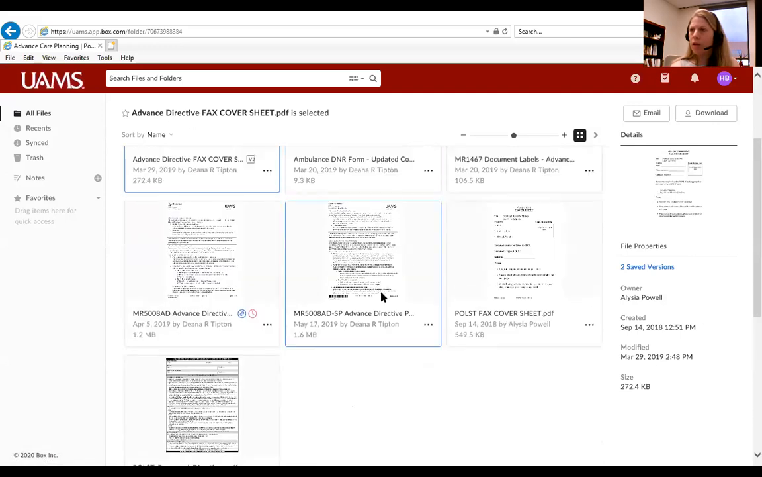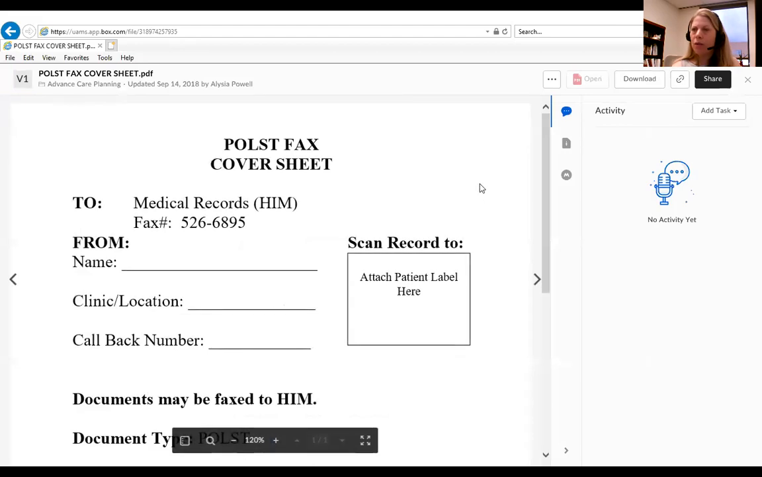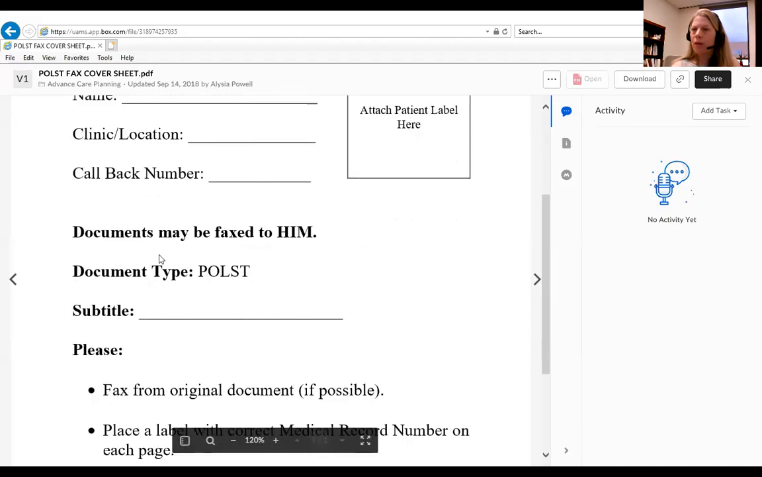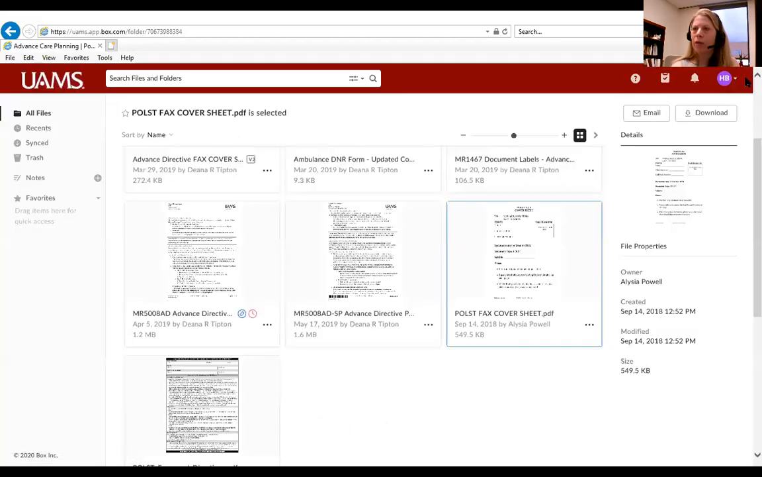And here's the pulsed fax cover sheet. If the doctor hands you a copy of the pulse, this is what you use. Again, this can only be used for the pulse, attach the patient label, fax it down to medical records.